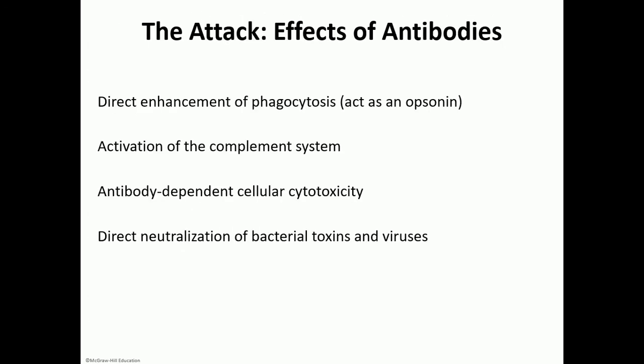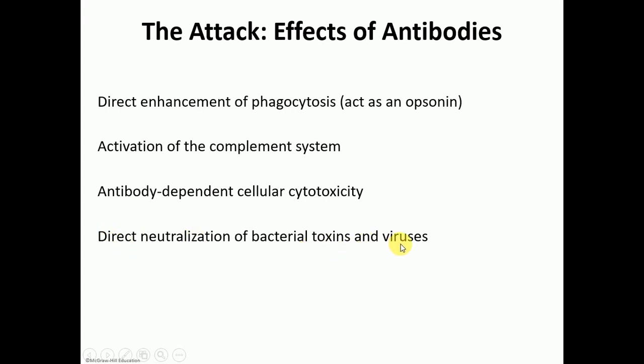So what do antibodies do? What are the functions of antibodies? Well, they directly enhance phagocytosis, so they act as an opsonin. Again, these are red flags that attach to antigens through their antigen-specific sites, and the phagocytic cells are able to identify them easier. They also activate the complement system, remember, which is only a function of IgG and IgM. They can also produce what is known as antibody-dependent cellular toxicity, meaning that you can kill some cells, but only in the presence of these specific antibodies. And they can directly neutralize bacterial toxins and viruses.